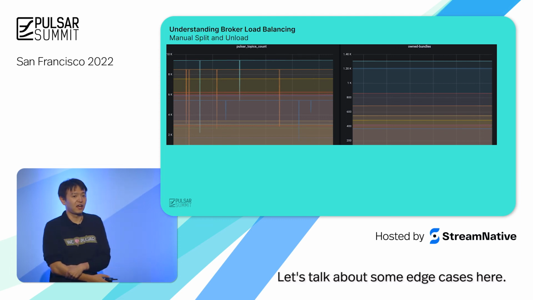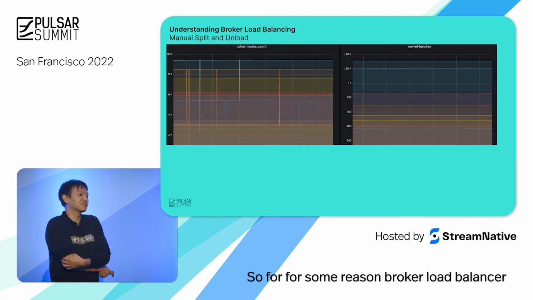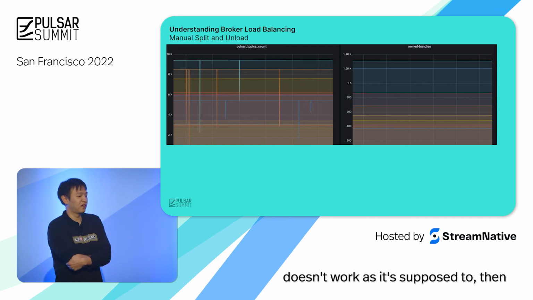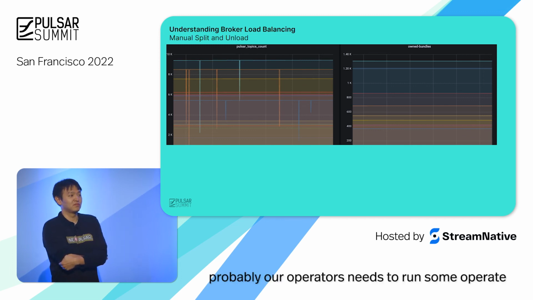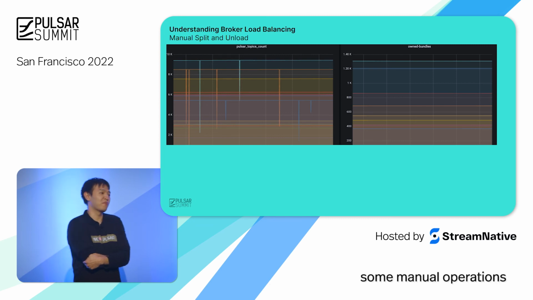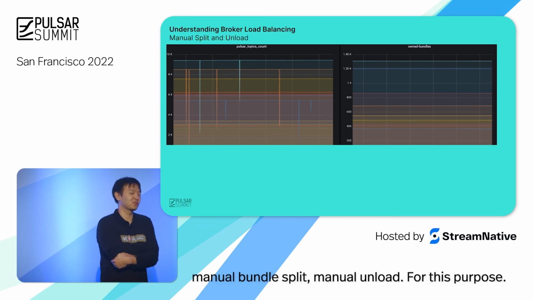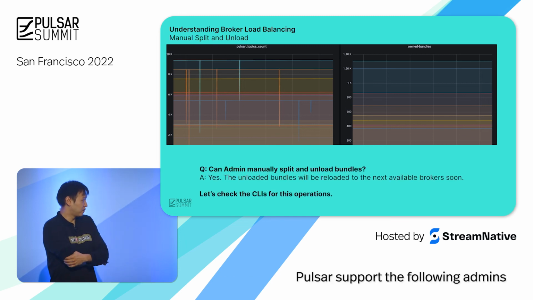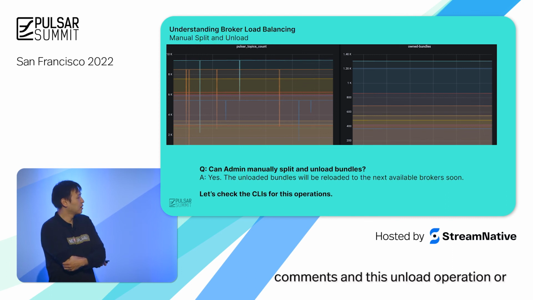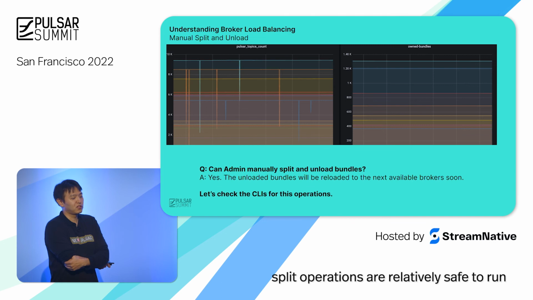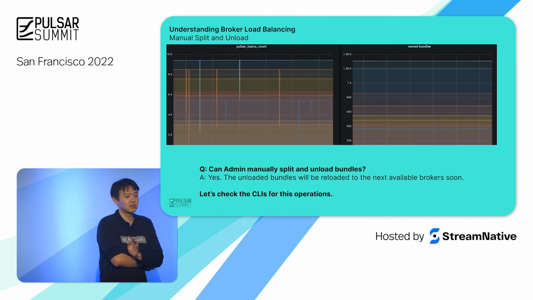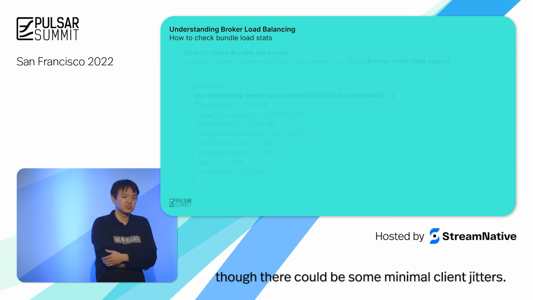Let's talk about some edge cases here. So if for some reason the broker load balancer doesn't work as it's supposed to, then probably our operators need to run some manual operations like manual bundle split and manual unload. For this purpose, Pulsar supports the following commands. And these unload or split operations are relatively safe to run because those unloaded bundles could be reloaded to the available brokers, though there could be some minimal client jitters.